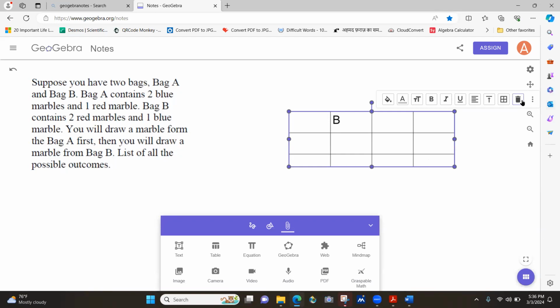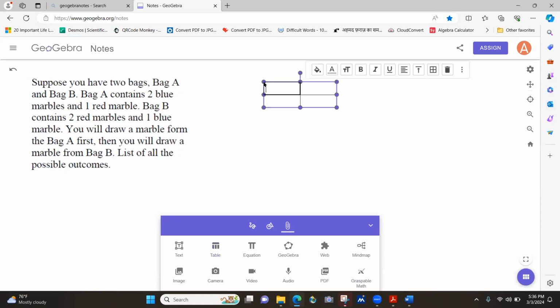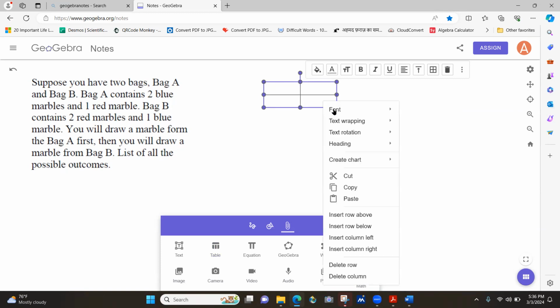Unfortunately, I'm going to delete this. Let me try it again. Two red, one blue, and bag A has two and one, two and one. Okay, we need a 3 by 4 by 4.